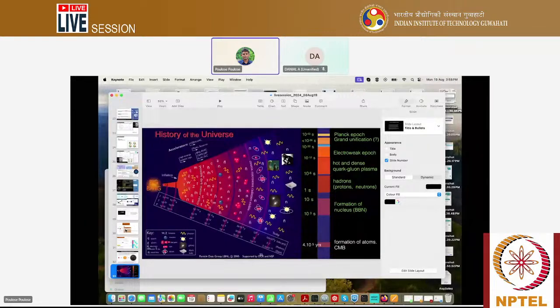Leptons, on the other hand, take part in the weak interactions. Basically, any particle which takes part in weak interaction but does not take part in the strong interactions can be called a lepton in a way. Okay, so this is just a categorization to understand what is what.